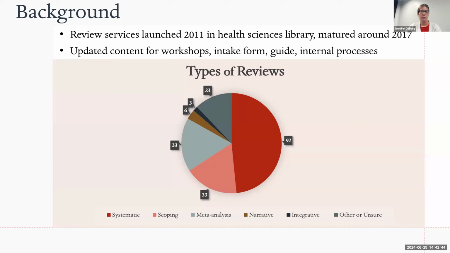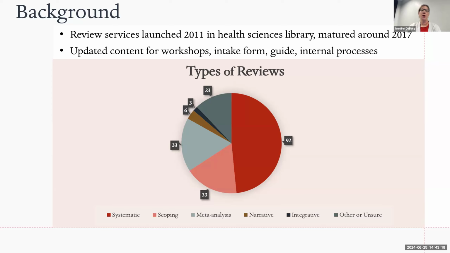The graph on this slide shows the breakdown of the different types of reviews that we're supporting, and not surprisingly, most of them are systematic, although we're getting a lot more requests from our users for scoping reviews and meta-analyses, which has been ongoing, and that's kind of normal. But we're also getting a number of requests from users who just don't know what kind of review they want to do, which is kind of nice, because they admit that they need education, which I appreciate.